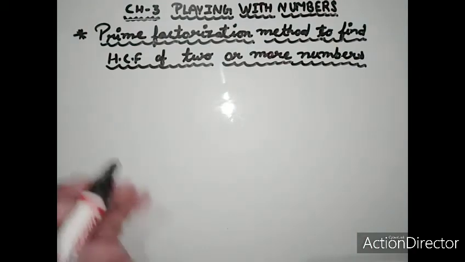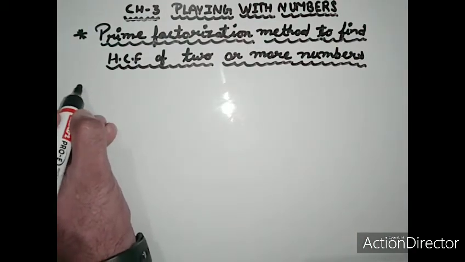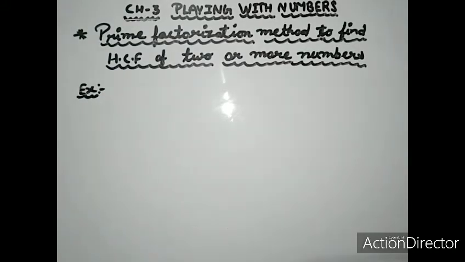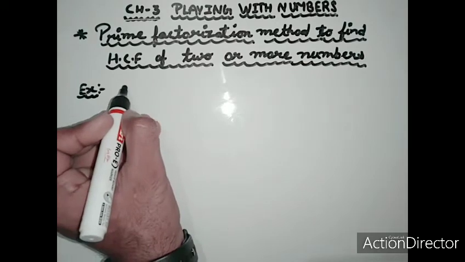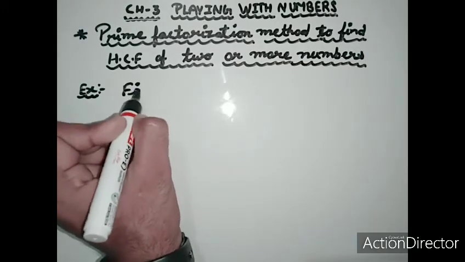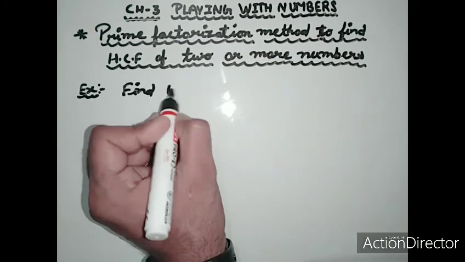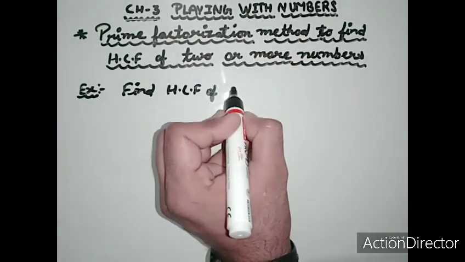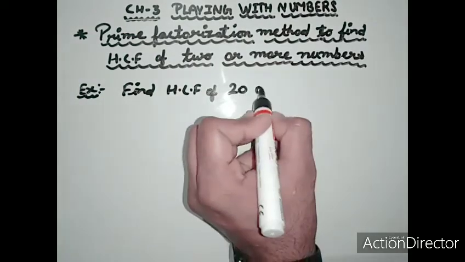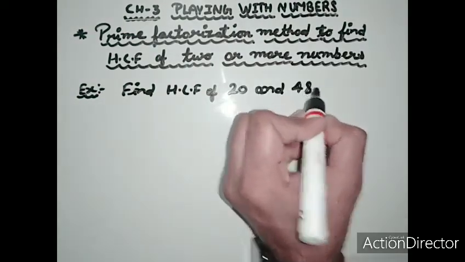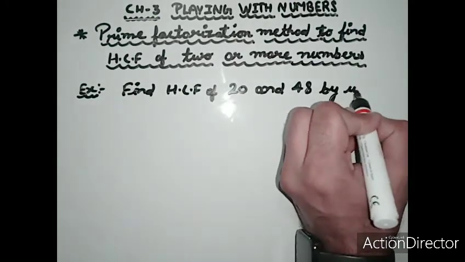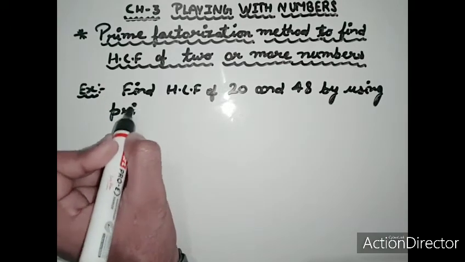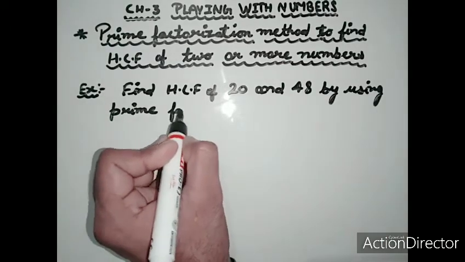Okay students, now we take one example related to this method, and here we follow some steps. Find the HCF of 20 and 48 by using the prime factorization method.